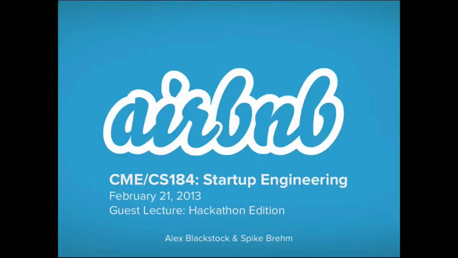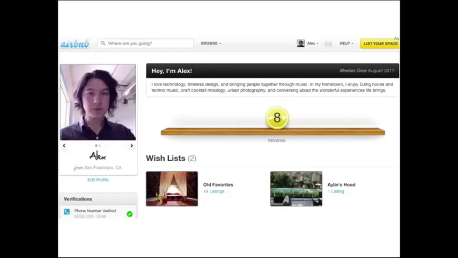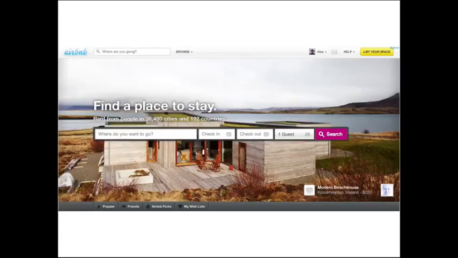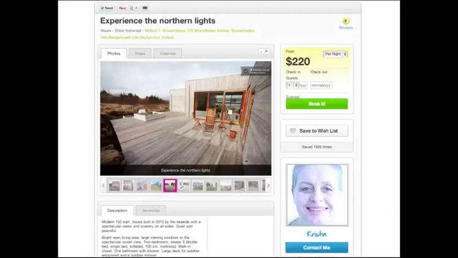Before jumping into any of the technical details, I thought I'd give a little bit of context by explaining the foundation of Airbnb. This is my profile. I'm Alex. And this is what the homepage looks like. From beginning to end, the Airbnb online experience is meant to be a reflection of the product philosophy. So our assets, which are our listings around the world, feature prominently throughout. This is what a listing page looks like.